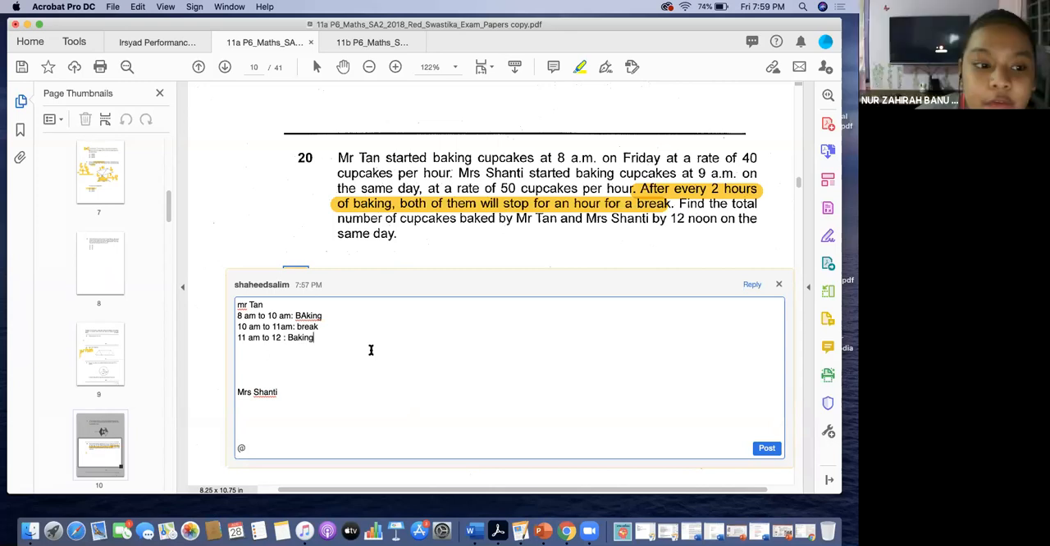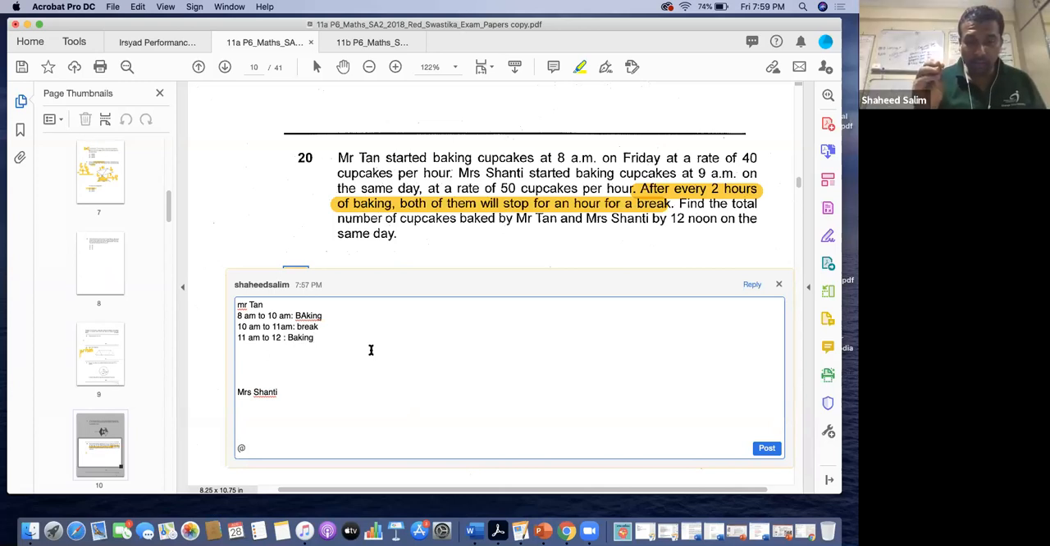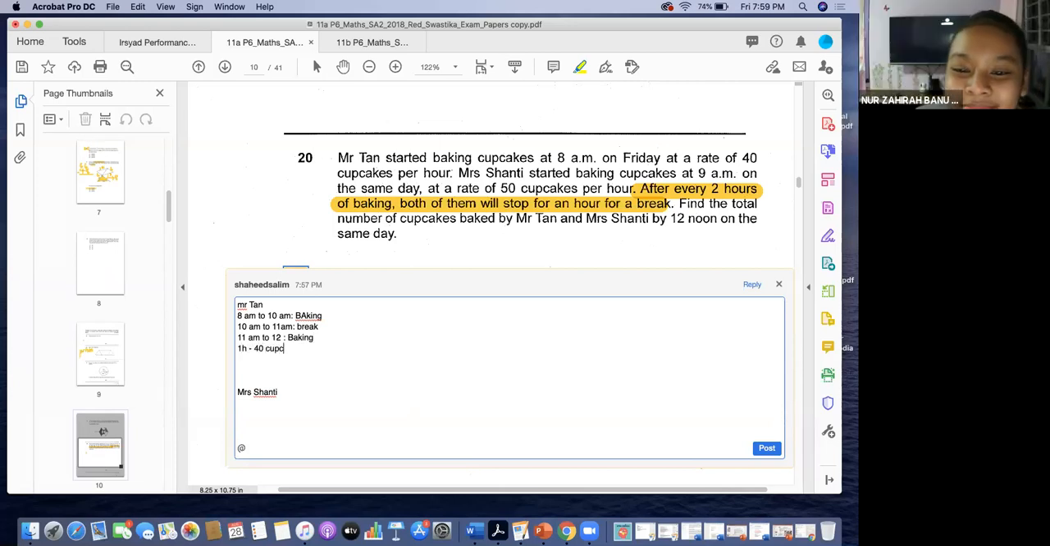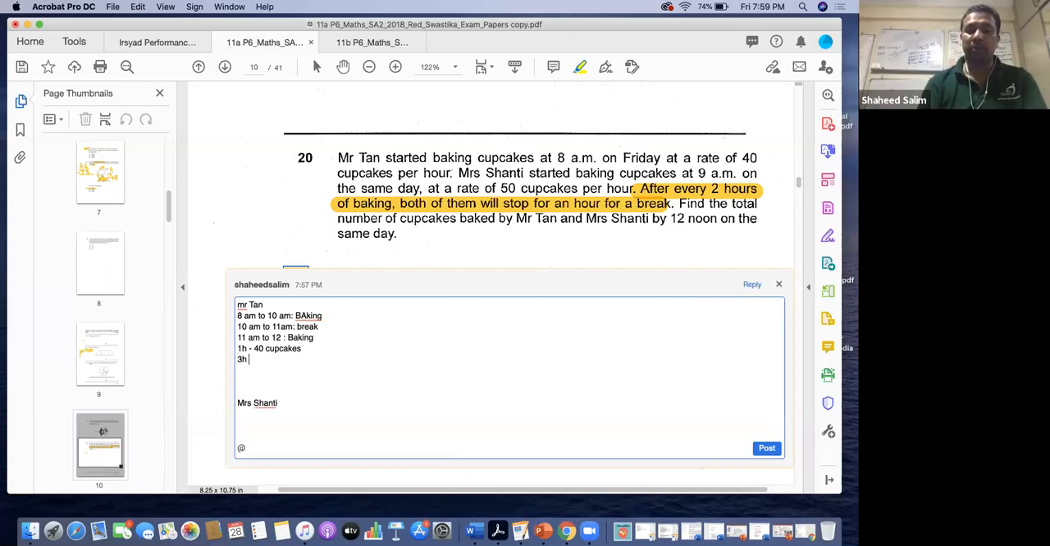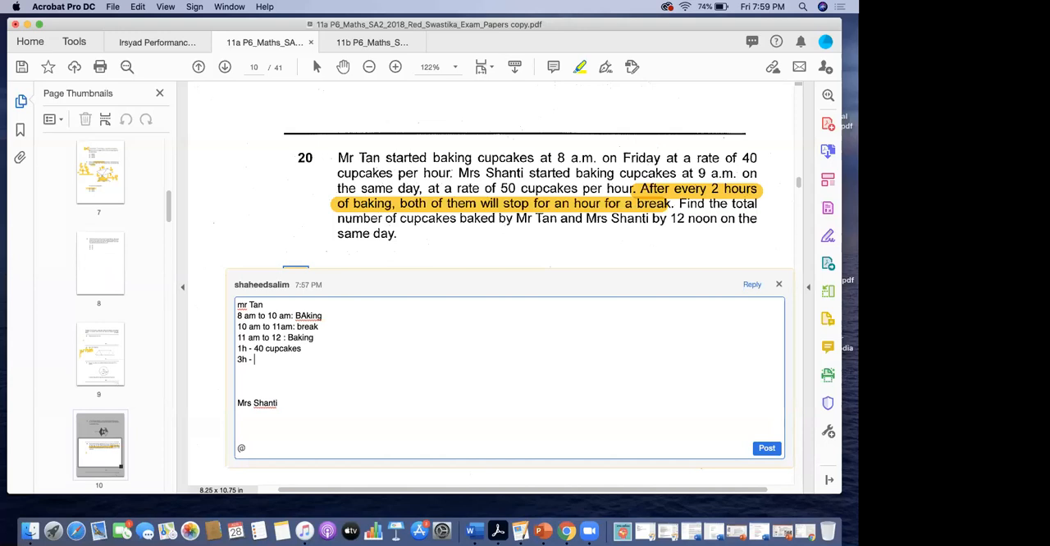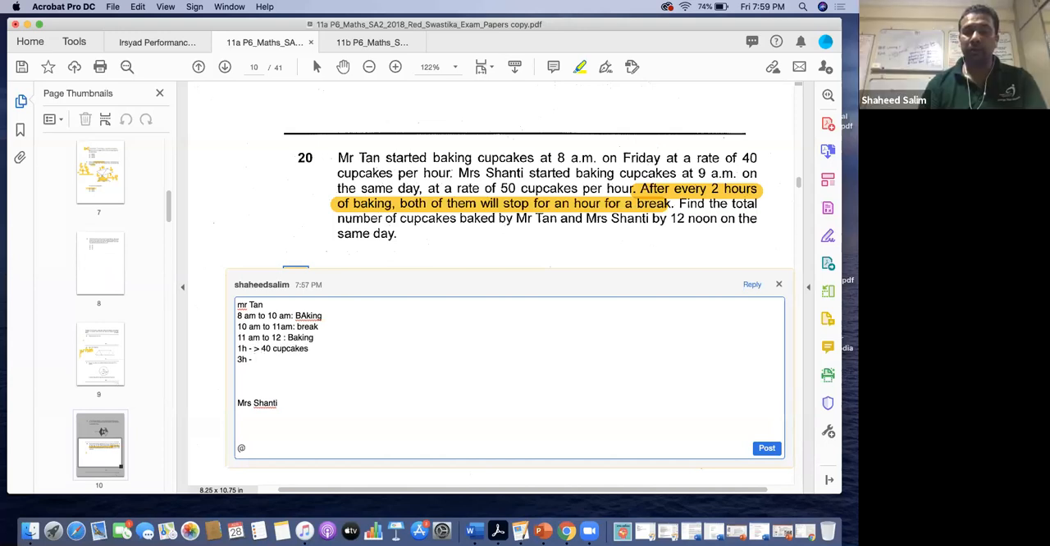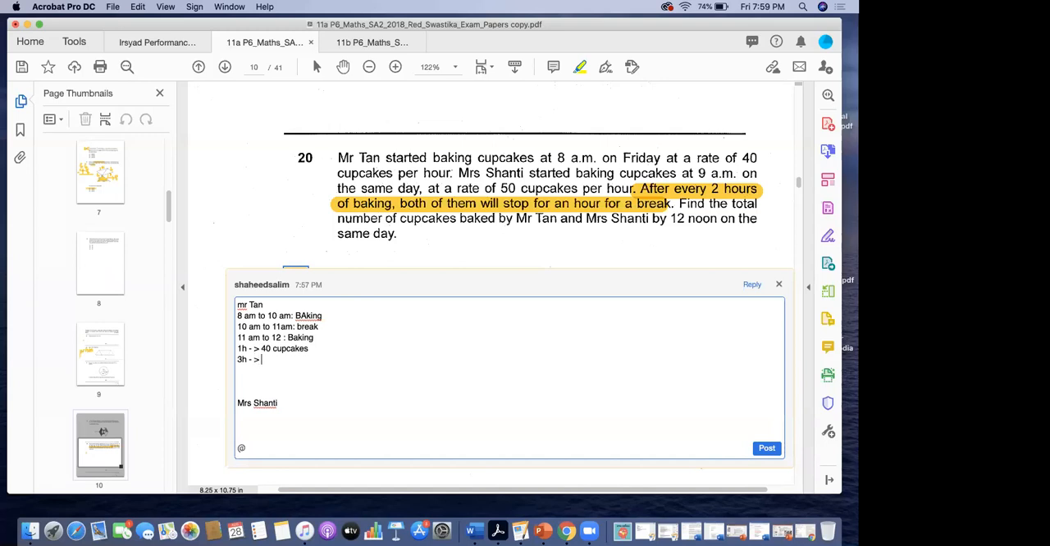5 hours. 5 hours, 3 hours. Mr. Tan, 3 hours. So 1 hour, he bakes 40 cupcakes. So now, what about 3 hours, Raihana? How many cupcakes? 1 hour 40. 3 hours is 40 times 3. 40 times 3 equals how much is that? 120. Good. So you got 120.